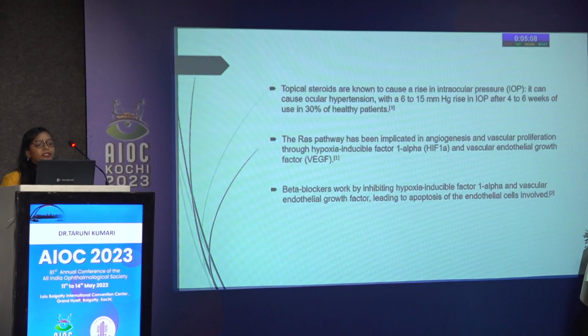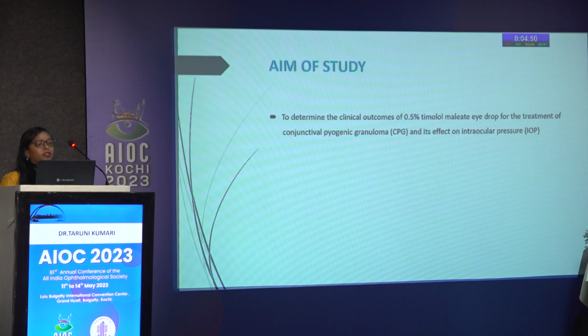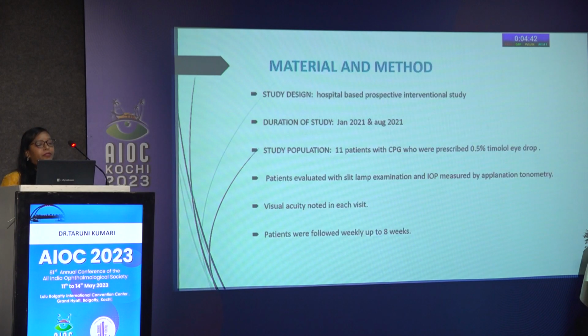The RAS pathway has been implicated in angiogenesis and vascular proliferation through hypoxia inducible factor 1 alpha and vascular endothelial growth factor. Beta blockers work by inhibiting hypoxia inducible factor alpha and vascular endothelial growth factor, leading to apoptosis of endothelial cells involved. Now, the aim of the study is to determine the clinical outcome of 0.5% timolol malate eye drops for the treatment of conjunctival pyogenic granuloma and its effect on intraocular pressure.